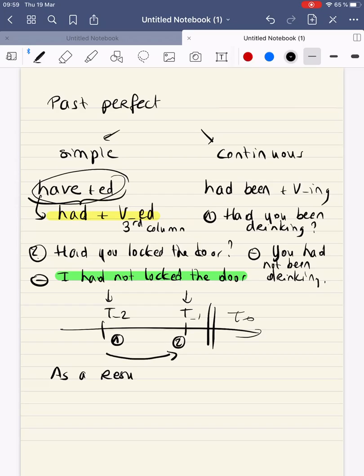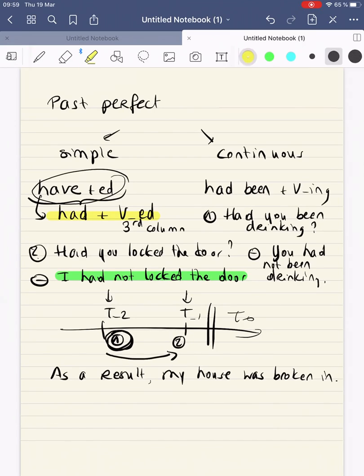Let's say I had not locked the door. As a result, my house was broken in. Someone came, like a burglar, came and robbed my house. As a result, my house was broken in. Okay, so a burglar came in.